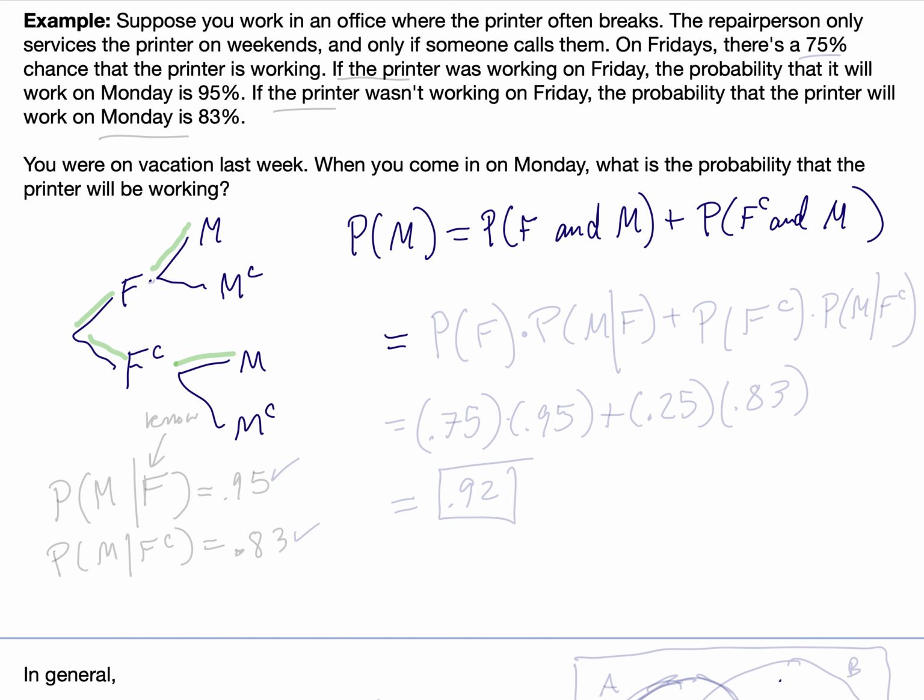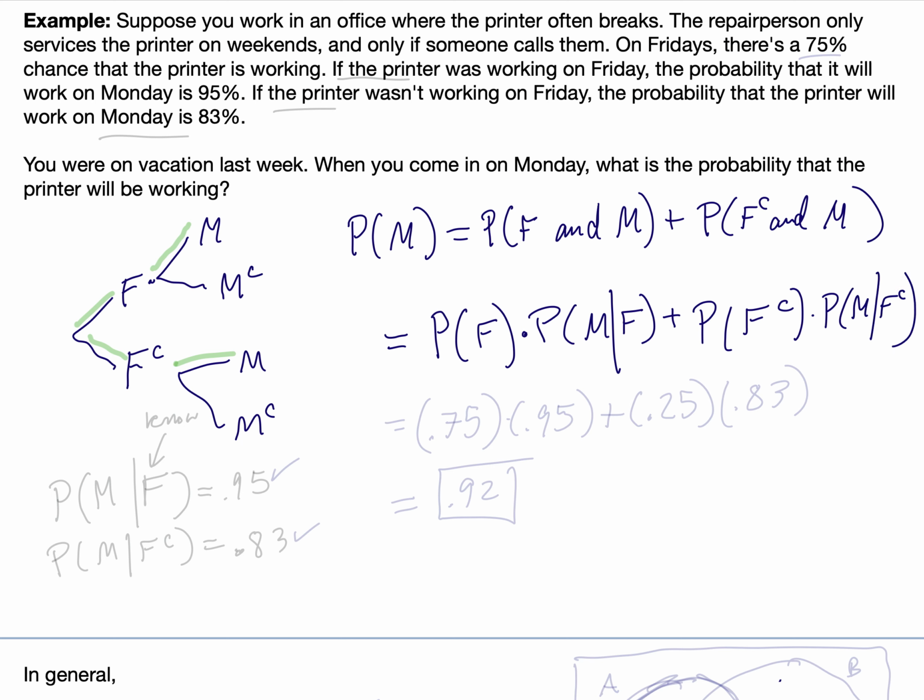That's equal to the probability that it worked on Friday times the probability that it works on Monday given that it worked on Friday. So this is just the multiplication rule. The probability that it works on Friday and Monday is the probability that it worked on Friday times the probability that it works on Monday given that it worked on Friday, plus the probability that it did not work on Friday times the probability that it works on Monday given that it did not work on Friday.